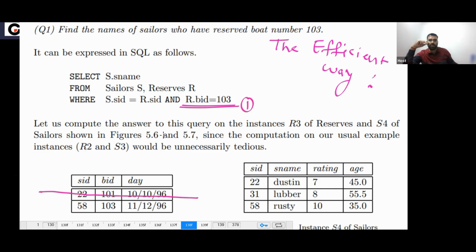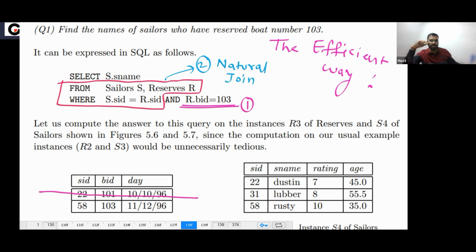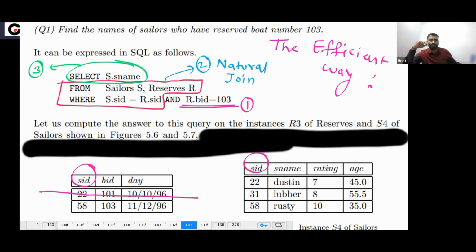What is the second thing you will do? You take the natural join, because only one attribute is common. This SID is common, equality of SID. So you will do the natural join. And this is the third step you will do. So this is the efficient query. Tell me, did you get it or not? Isn't it interesting? Remember, this is how the DBMS will actually do it. I hope you got it.